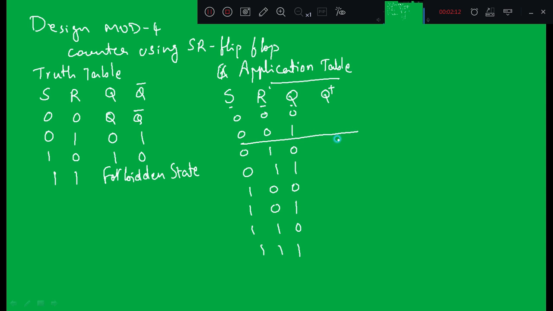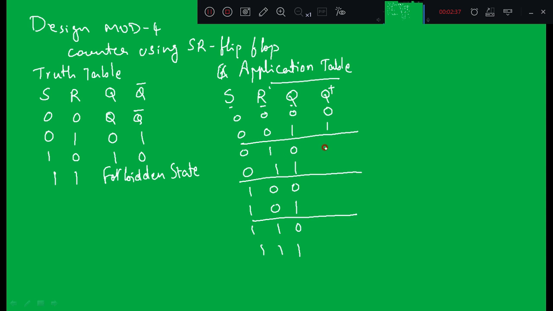So for all these 8 combinations, we are going to fill out the last column, that is Q plus, that is next state column. When S and R are 0 0, according to the truth table of SR flip-flop, there is no change in the previous state. If previous state is 0, next state will remain 0. If previous state is 1, next state will remain as 1.